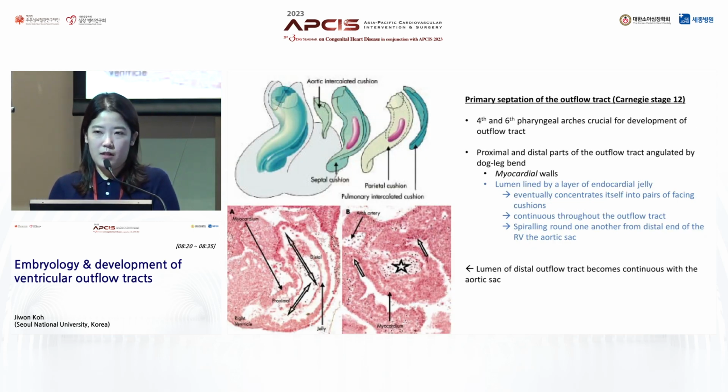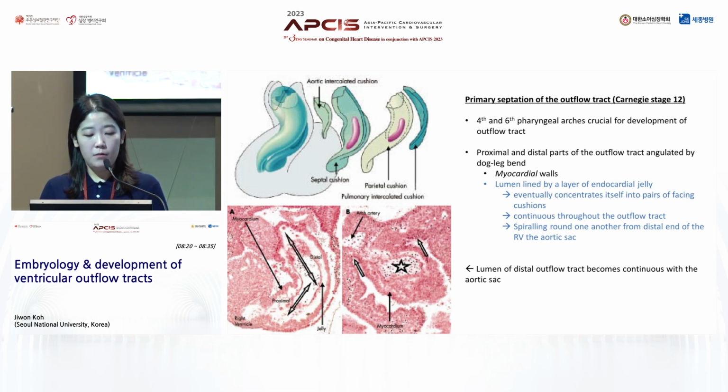And let's go into the problematic structure called the AP septum. So the proximal and distal parts are angulated by this dog leg bend here, and this is that angle. And one interesting perspective by Dr. Anderson was that this lumen is lined by a layer of endocardial jelly. And it eventually concentrates into facing cushions lining the lateral wall of this outflow tract. And these endocardial cushions are very responsible structures for the formation of the AP septum. So this endocardial jelly enables the spiraling growth of the septum.